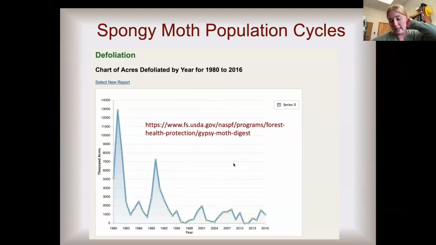So what's really interesting, historically, spongy moth populations have been this pattern of boom or bust. In this graph, the y-axis is thousands of acres, and the x-axis is across the years. You'll see these really distinct spikes. Without a full complex of natural enemies and a more resistant population of trees, these populations are really able to explode compared to what they do in their native range.